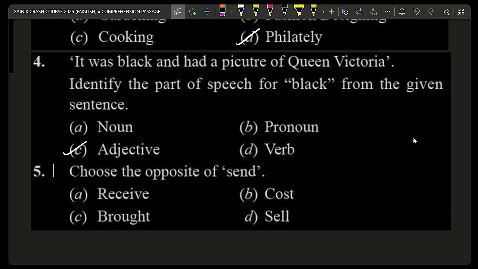Sir, receive. Yeah, receive is the correct answer. But you should know the meaning of the other words also: cost, brought, sell. What is cost? You can try, no problem. Even if there are mistakes, no problem. Sir, suppose we go to a shop and purchase something, we ask what is the price, the cost. Cost price we will ask, right? Yes, sir. You can say like this, a few words, even if there are mistakes, no problem.